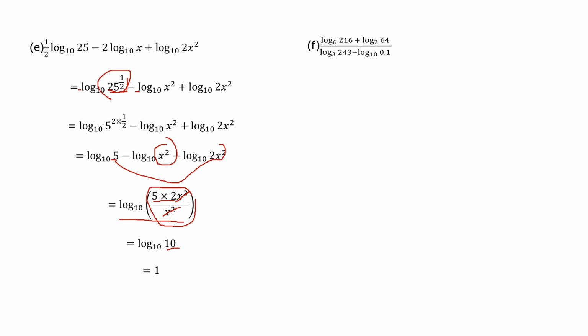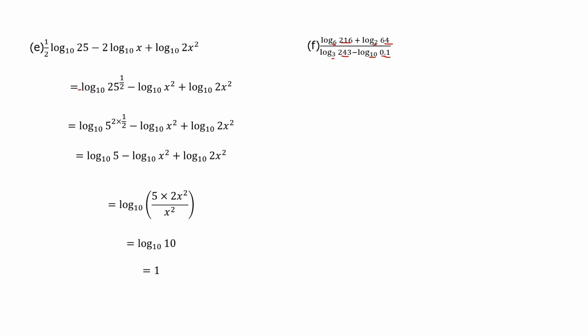Part F, log of 216 plus log of 64 base 2 divide by log of 243 base 3 minus log of 0.1 base 10. Now when you look at that figure, it is somehow related to the base. The 64 is somehow related to base 2. The 243 is somehow related to the base, which is a 3. The 0.1 is somehow related to the base 10.